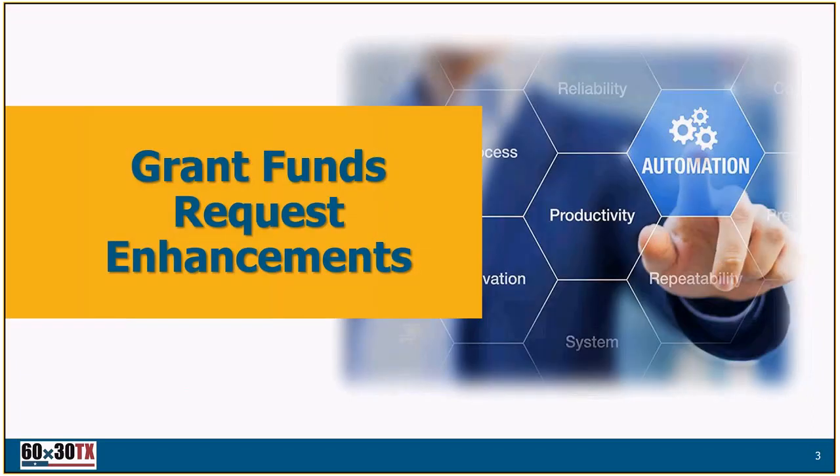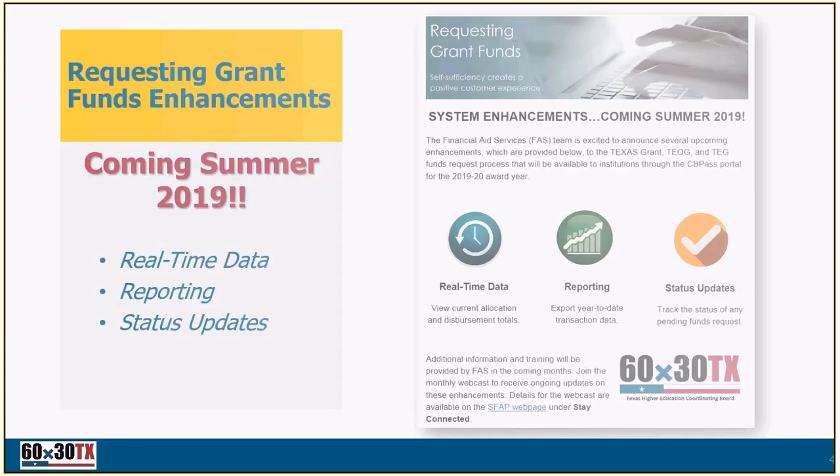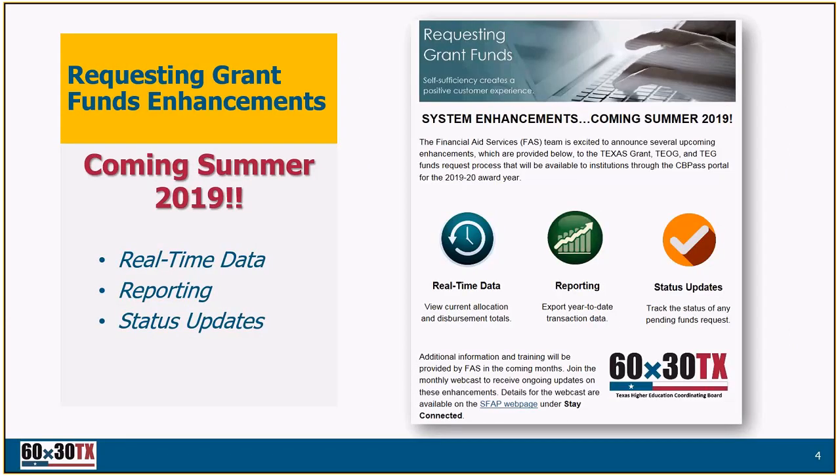The first thing that I wanted to talk about was the grant funds request enhancements. On the 4th of April, a flyer went out to the institutions, which is on the right-hand part of the screen, and it's just announcing that this summer the Coordinating Board is making enhancements to the system that you request your grant funds. So for Texas Grant, TEOG, and TEG, you'll still log into the same portal, but it's going to be modified and improved so that you have real-time data, meaning you'll know what your allocation amount is, how much you've used, how much is pending.